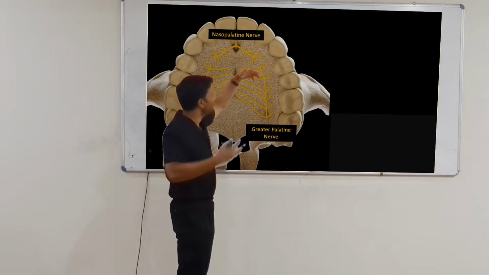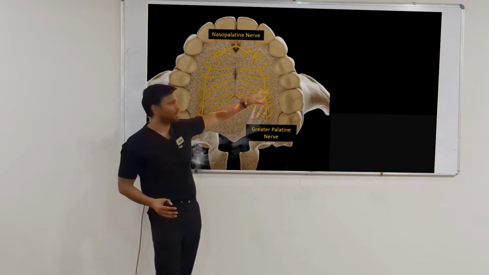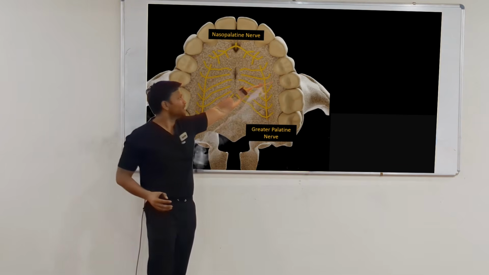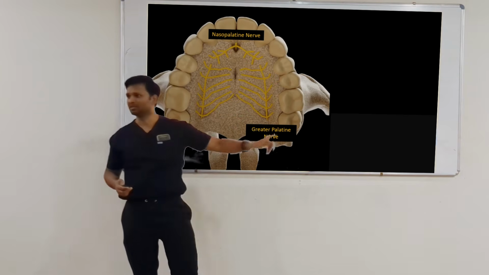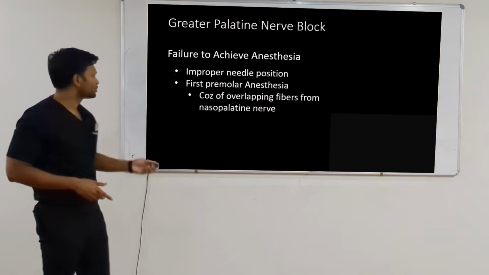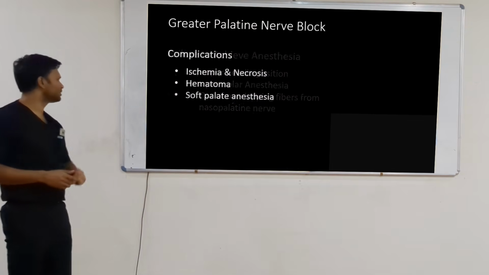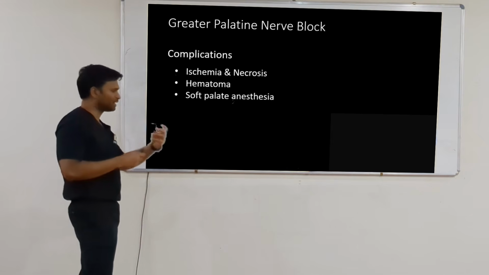Because of the anastomosis of the fibers of the nasopalatine and the greater palatine, there is a possibility that you might have failure to achieve anesthesia in the first premolar region. Okay? So in the first premolar region, there might be reason for failure to achieve anesthesia.